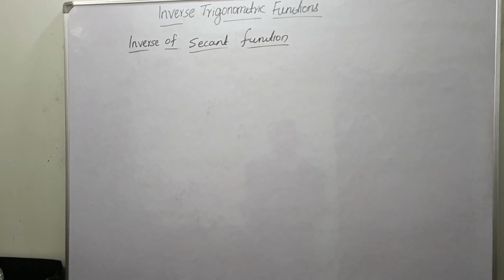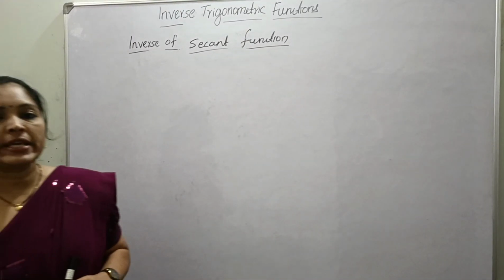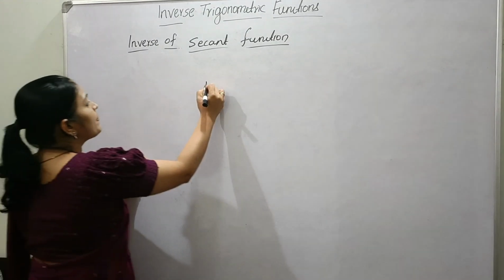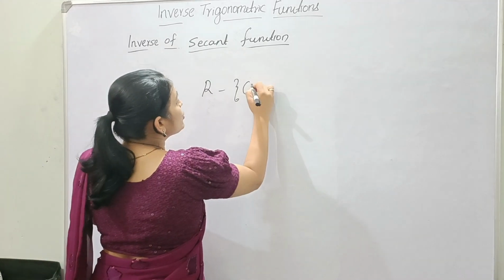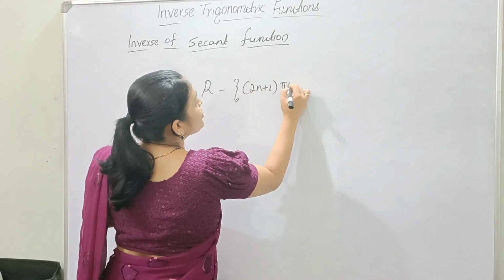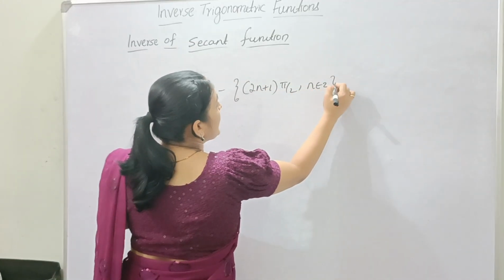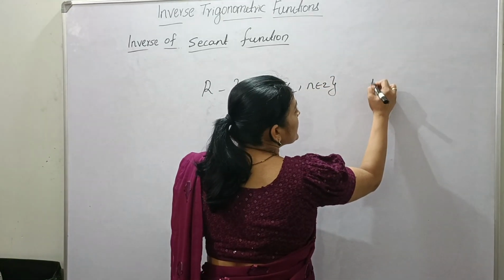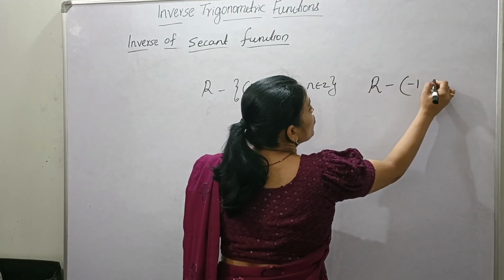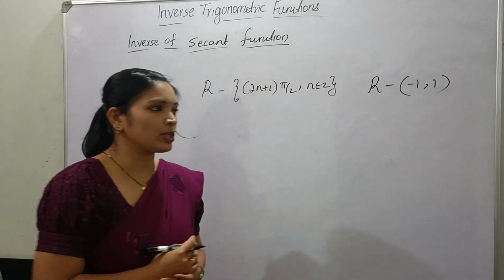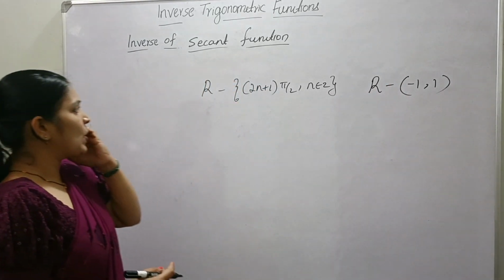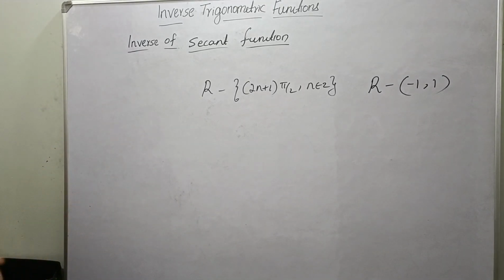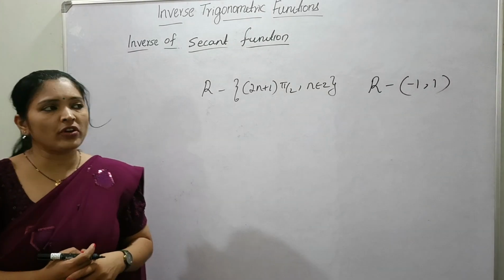Next, let us go through the inverse of the secant function. We have a secant function whose domain is R minus (2n plus 1) pi by 2, n belongs to Z, same as the tangent function, and the range is R minus the open interval minus 1 to 1. These numbers are not included in this range. So here also, the secant function is not a one-one function.